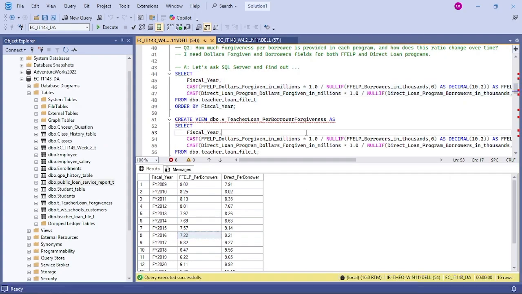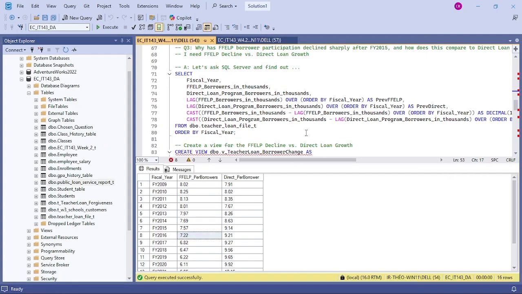Okay, let's go on, and this is our code. In this code I use the LAG function for both FFELP borrowers and direct loan borrowers to access data from the previous row, or previous fiscal year, and calculate the changes between consecutive fiscal years. I will execute.